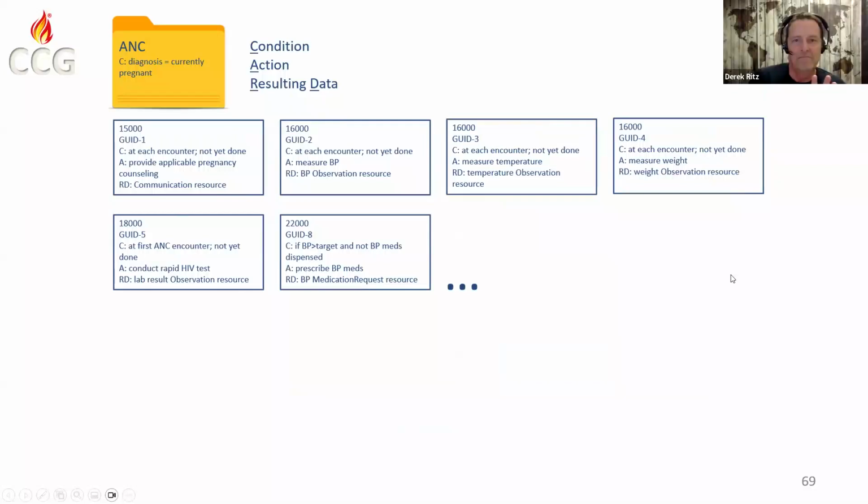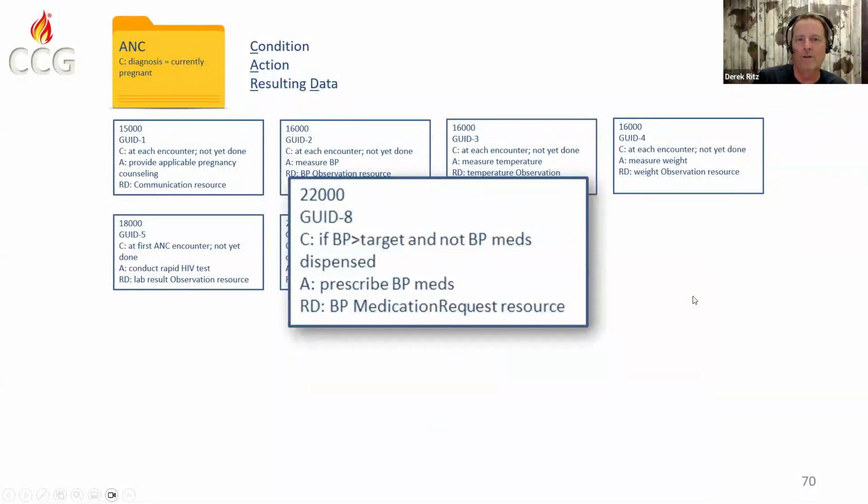So this is what it's going to look like. If I had an antenatal care folder, the condition would be diagnosis equals currently pregnant. And then there would be multiple cards inside the folder. And each of them has a globally unique ID. That's what GUID stands for. So a condition statement there could be if the blood pressure is higher than this target and the pregnant mom is not on blood pressure meds already, then prescribe blood pressure meds. And the resulting data is that there will be a FHIR medication request resource for the blood pressure medications.